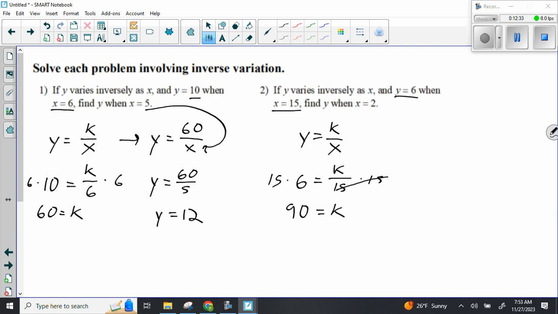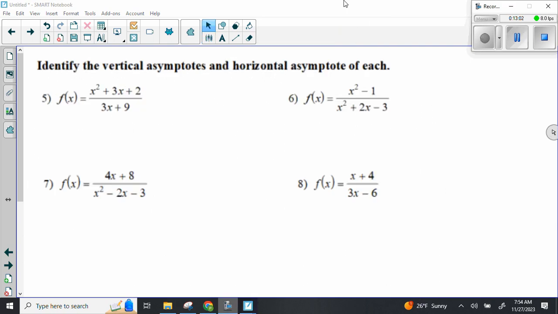All right, now we'll just plug that in here. So we get y equals 90 over x. That's the equation of this inverse variation. This relationship that varies inversely, one could even say. And they want to know what y is. So y is going to be 90 divided by 2, right? They want to know what y is when x is 2, which means that y is going to be 90 divided by 2 or 45. And there you have it.